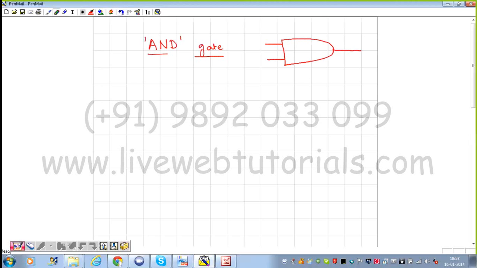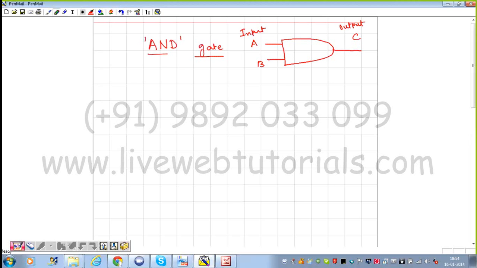This is the symbol of AND gate. A and B are the input signals and C is your output. So there will be two input signals and there will be one output available. Now on the basis of what signals we are having on A and B and what is the output that we are going to get, we are going to prepare the truth table.